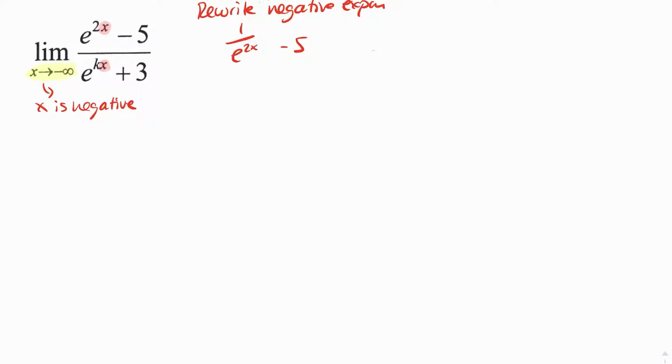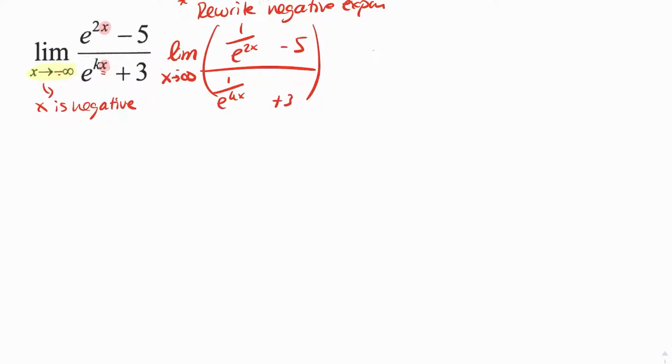Same thing on the bottom here. When we replace that x value with some input that gets more and more negative, it's going to look like 1 over e to the kx plus 3. Now, since I already rewrote the negative exponent, when I rewrite this limit symbol, I'm going to write this as x going to positive infinity, because I've already accounted for the negative when I rewrote the exponent. That's just fancy notation, per se, but it's important to keep track of that.